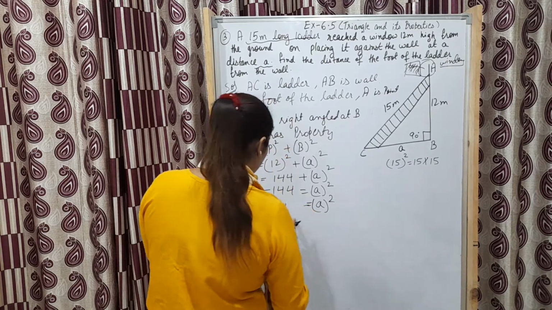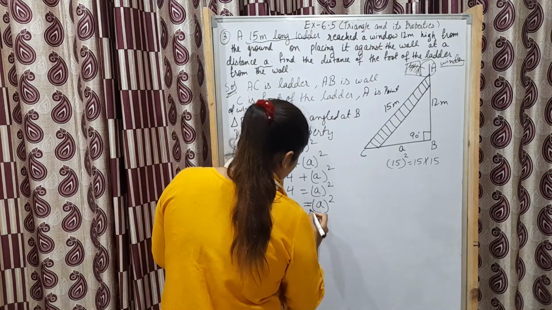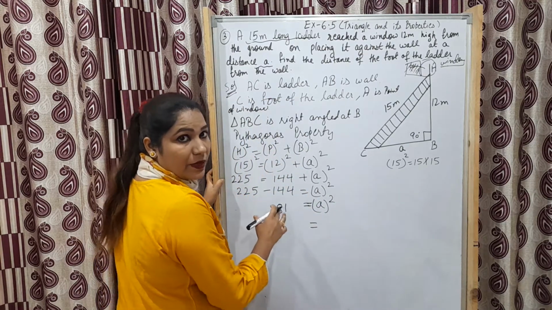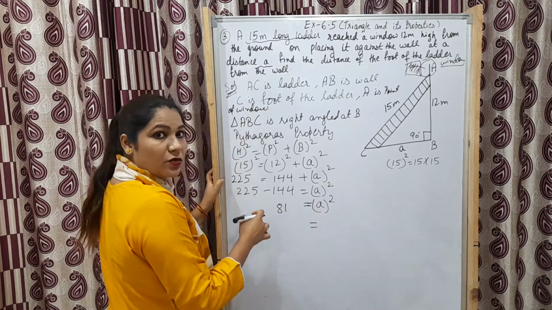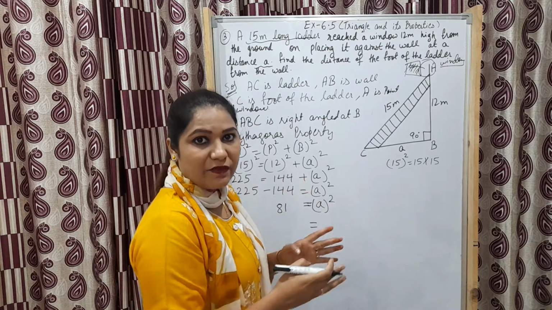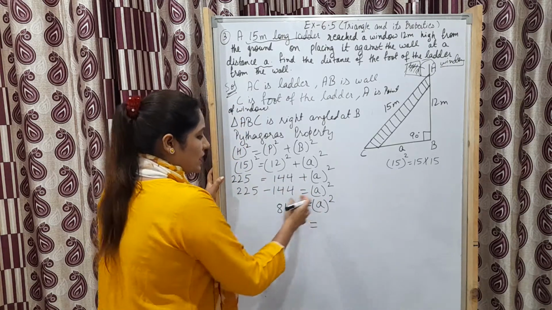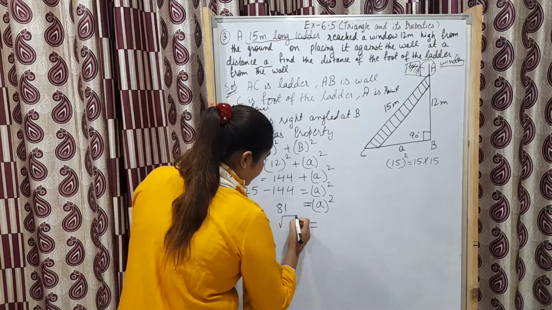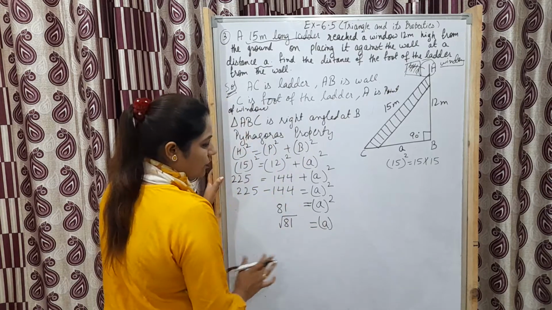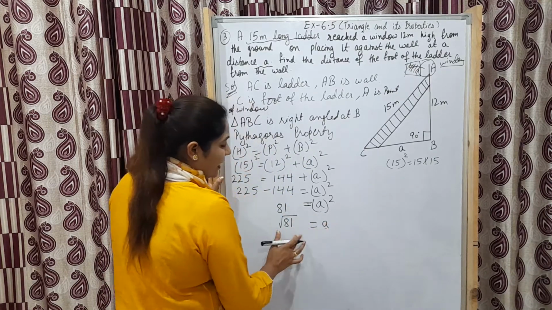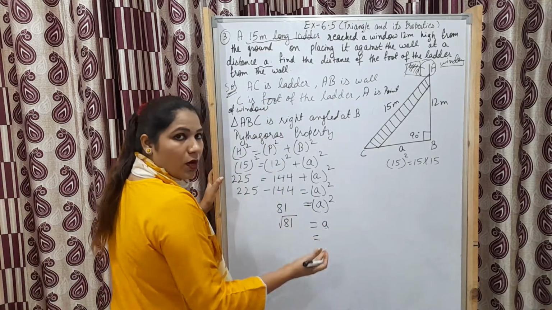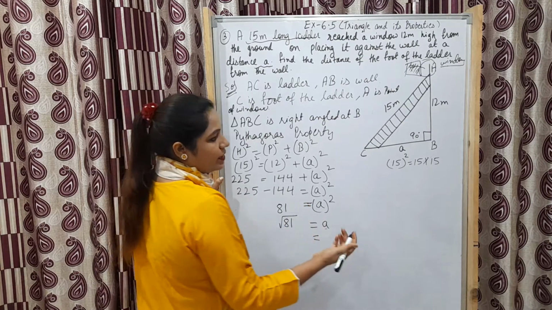Now when we subtract it, we will get 81. Then here it is A square. When it goes to the other side, the sign will be changed. Square will become square root. I told you plus will become minus, minus plus, multiply divide, divide multiply, and square will become square root. Here you will write only A. Now 81. You can do prime factorization also, or you know 81 is 9 square. 9 into 9 is 81.